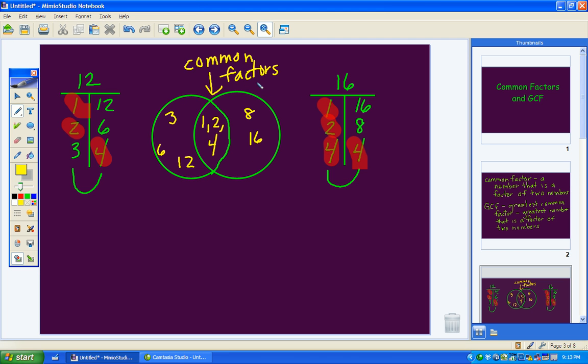Okay, so I found my common factors. Now, to find my greatest common factor, all I have to do is look at the numbers in the middle, and whichever one's the biggest is the GCF. 1, 2, and 4, which one's the biggest? 4 is, so my GCF is 4. And that's how that strategy works. Let's look at the next strategy.